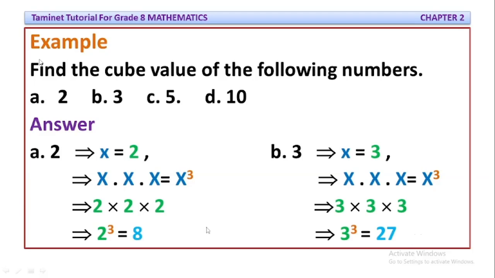So this is the way to determine the cube value of a given number, multiplying a number 3 times by itself.